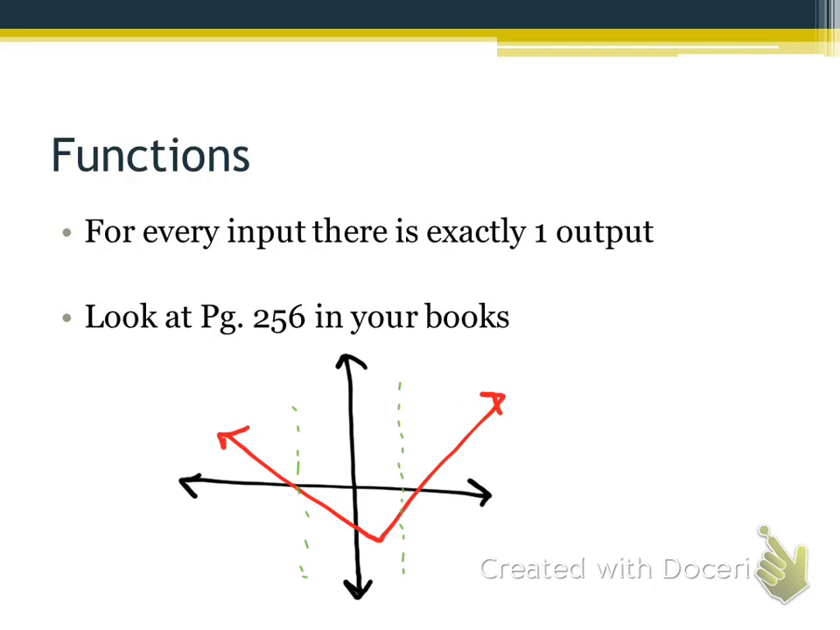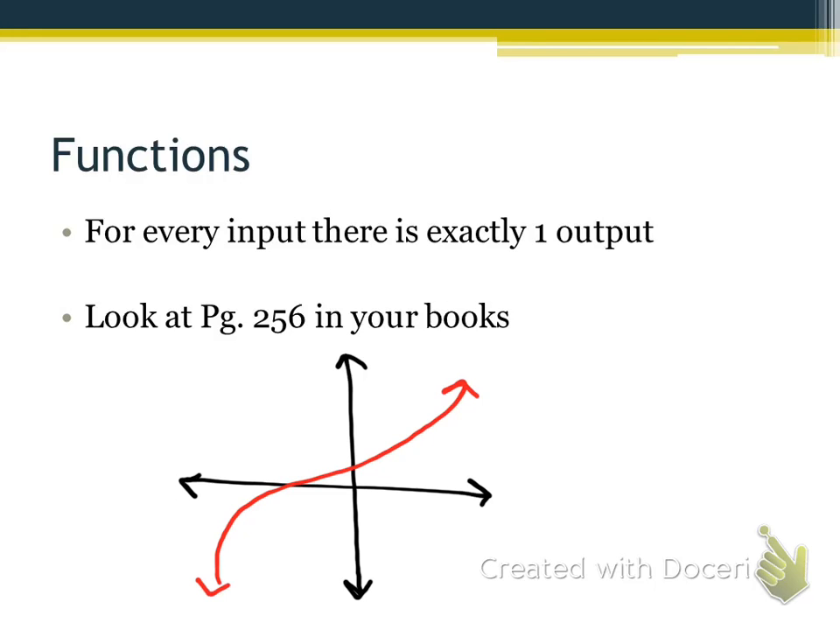So let's try it again, but with another graph, okay? Let's say that our graph looked like this. All right, again, let's try our vertical line. I'm going to draw a solid one now. How many places does it intersect? 1, okay. How many places does it intersect? 1. So I know that this also represents a function.